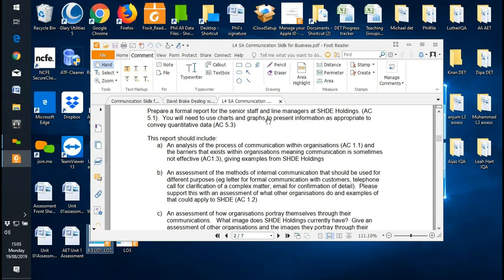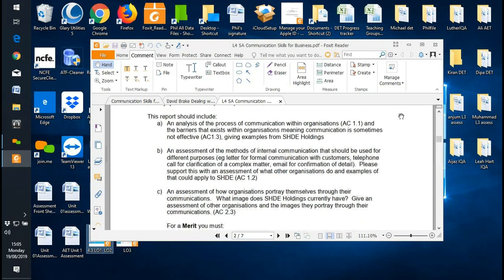You will need to use charts and graphs to present information as appropriate to convey quantitative data. So you have to produce a presentation, yeah? An analysis of the process of communication within organisations. So that's some of the stuff we've covered today. You can use that as the basis for your analysis and the barriers that exist.